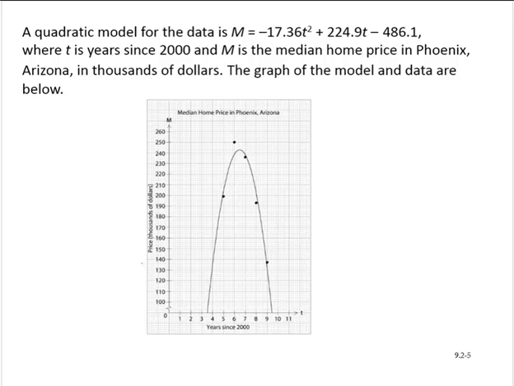So here is a scatter plot of that data, along with the quadratic model and the graph of the model. A quadratic model for the data is m equals negative 17.36 t squared plus 224.9 t minus 486.1, where t is the years since 2000 and m is the median home price in Phoenix, Arizona in thousands of dollars. And so here's the graph of the model and the data. Notice that the data increased and then decreased, and so a quadratic model is reasonable, and we've drawn it along with the data.